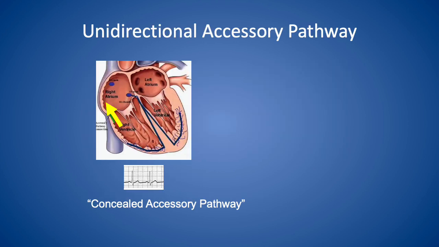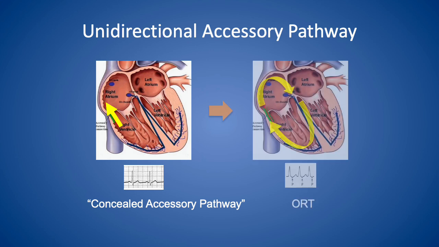Accessory pathways can be unidirectional or bidirectional. If it's unidirectional, it's considered a concealed accessory pathway because there's no way for us to know what that would look like from a conduction perspective. And so if we develop a tachycardia, then we know that there is a concealed accessory pathway because of that reentrant ORT. Classically, the EKG finding would be a retrograde P wave after the QRS.